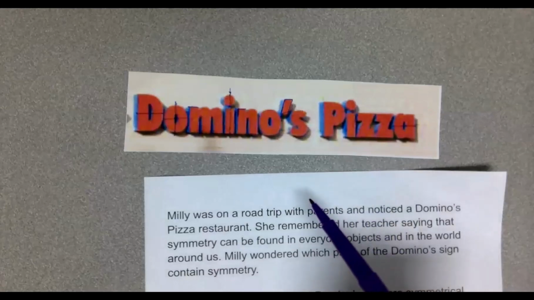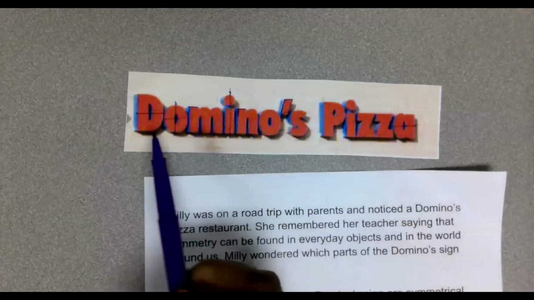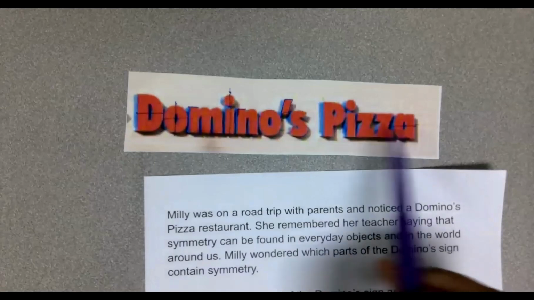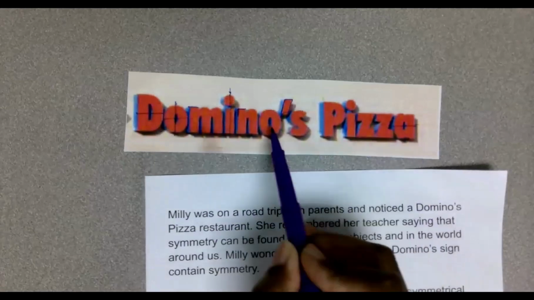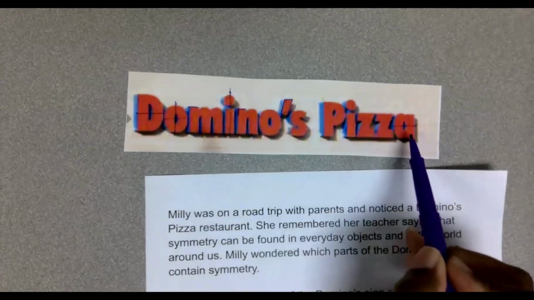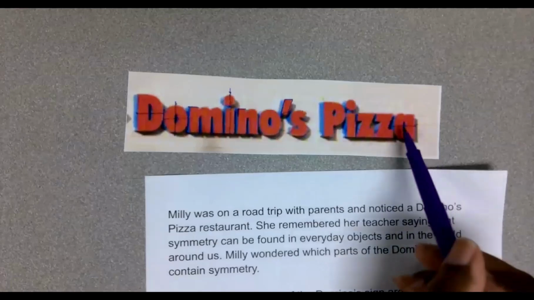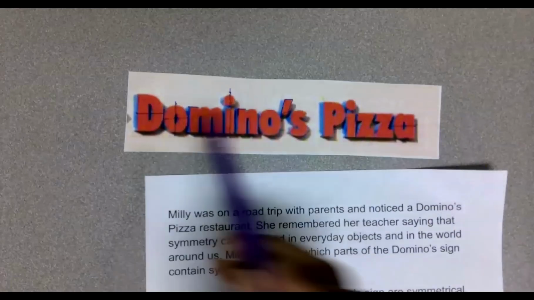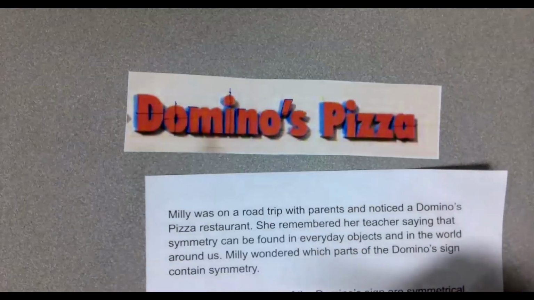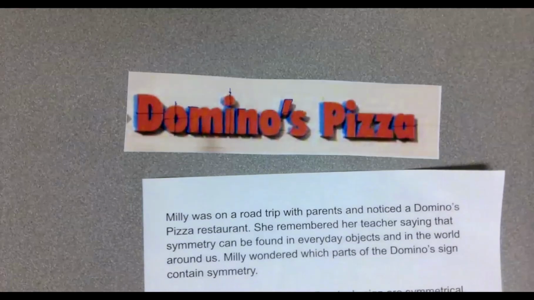I can also notice that on the D, on the O, and on the A, if I folded these letters from top to bottom, they would have the same image or mirror image on each side of the line of symmetry. These have horizontal lines of symmetry. So the O was the only one that we found that had both horizontal and vertical lines of symmetry.